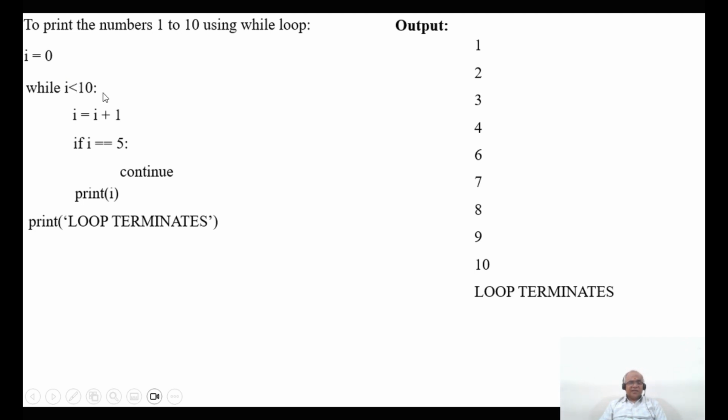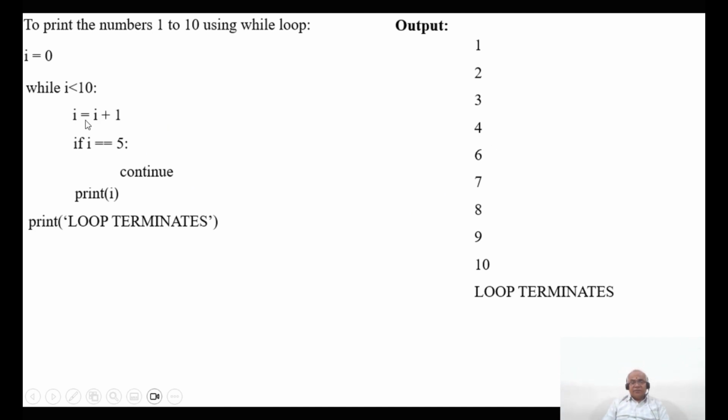Is 5 less than 10? Condition is true. Then it takes the value of I as 6. Is 6 equal to 5? No. Print I. It takes this and it goes back. So print 6. Then 6 is less than 10, the condition is true.